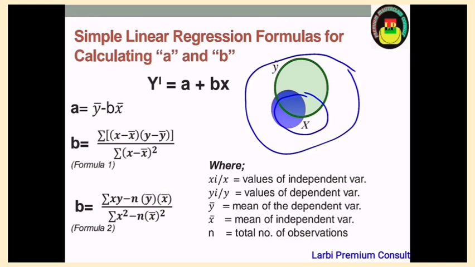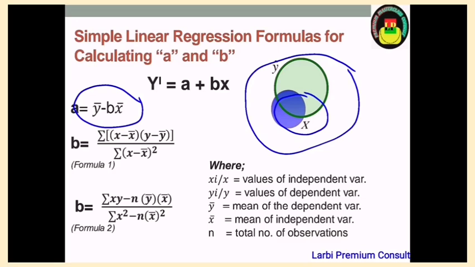Next one. So once you find your mean of y, you find your mean of x, and you know your slope, you are good to go. But then you can't determine the intercept of the regression line if you don't know the slope.